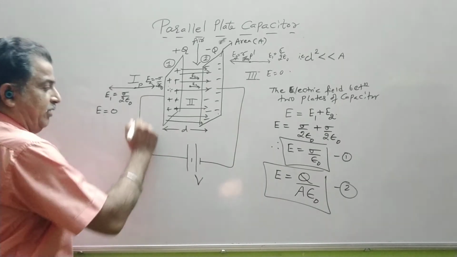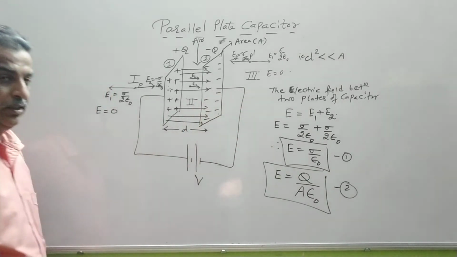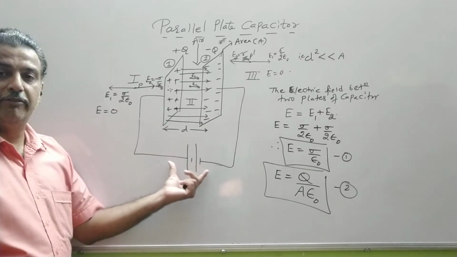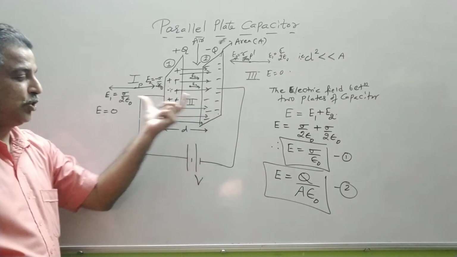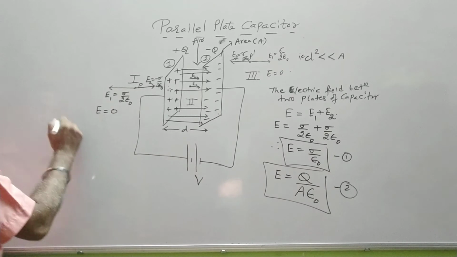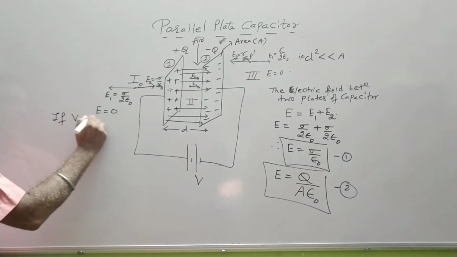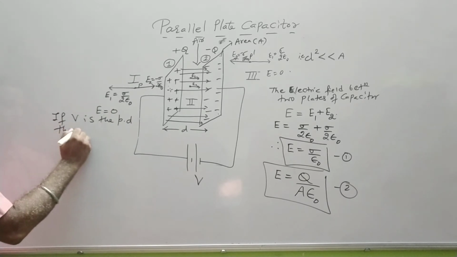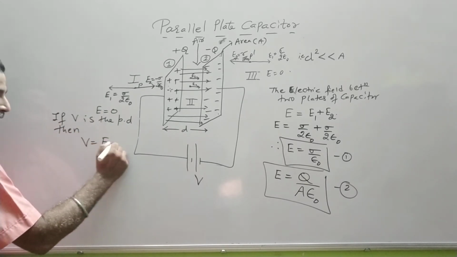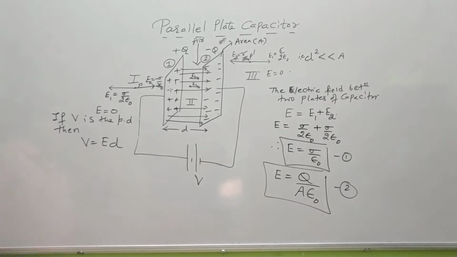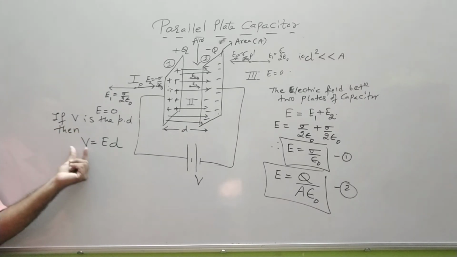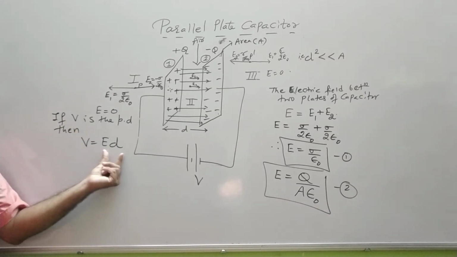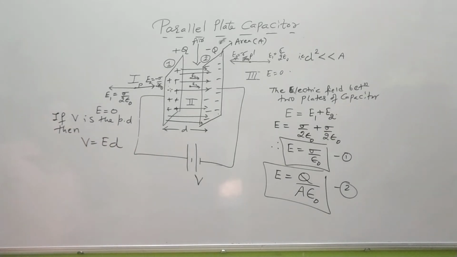Now this conducting wire has no resistance. It means the potential difference across these two plates is also V. So if V is the potential difference, then V is equal to E into d. That is our formula, E was equal to minus dV by dr. So here the field is uniform, the potential difference is constant, the distance is the same, so we are applying this formula, V is equal to Ed.